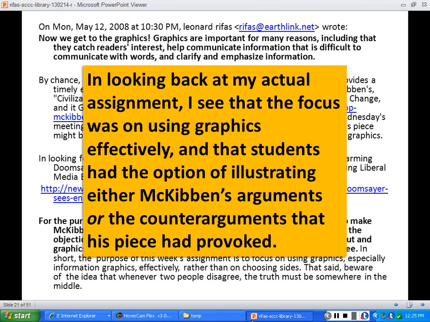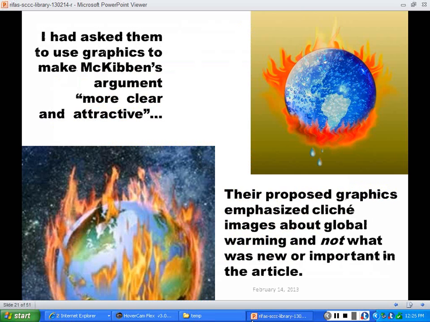And I looked back on that assignment this morning, and I saw that the focus was on using graphics effectively, and that I gave the option of illustrating either McKibben's arguments or the arguments of somebody who had written against him. So when I first wrote this assignment, I made the mistake of saying I wanted graphics that would make the argument more clear and attractive. What I meant was graphics that would be attractive and make the argument easier to understand, so that once we understand the argument more clearly, it becomes more attractive. It's because it's a strong argument, less attractive, weaker argument.